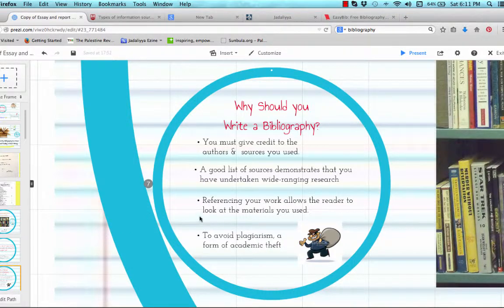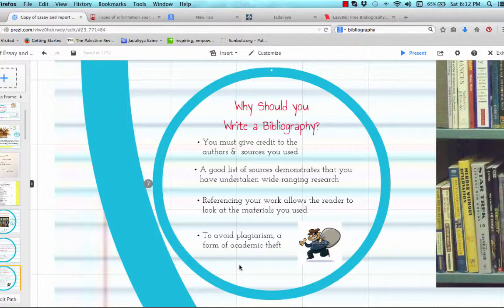Referencing your work allows the reader to look at the materials you used. So a lot of time when I'm doing research, I look at what the writer has referenced and then I go back to that reference. So it's very important to reference the work. And the most important, and unfortunately it is, why you should write a bibliography, it's to avoid plagiarism.